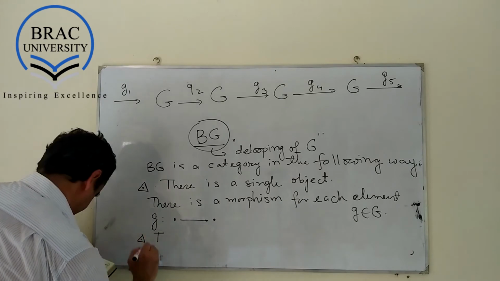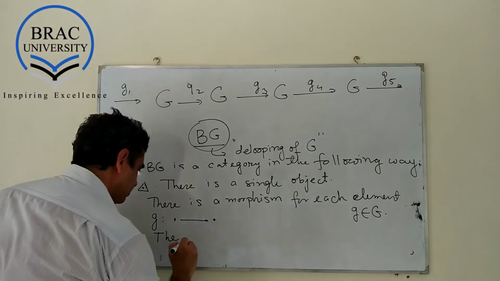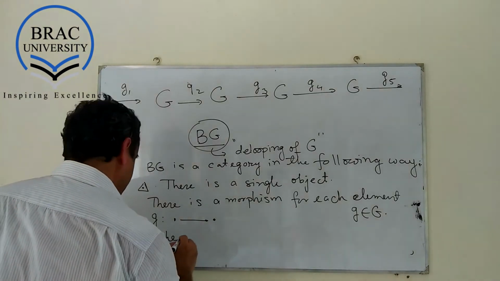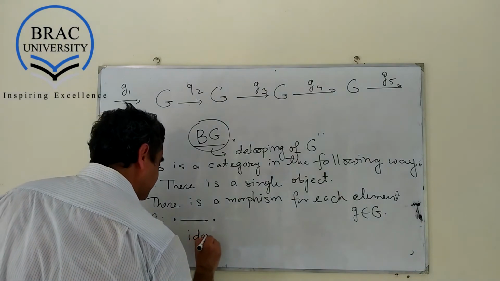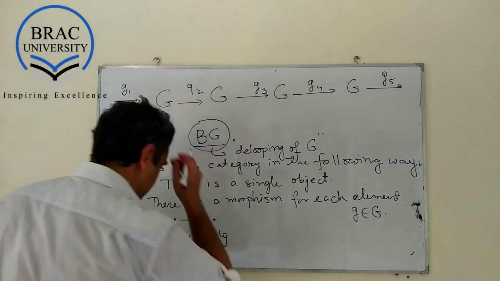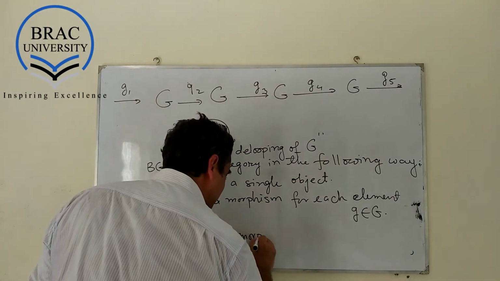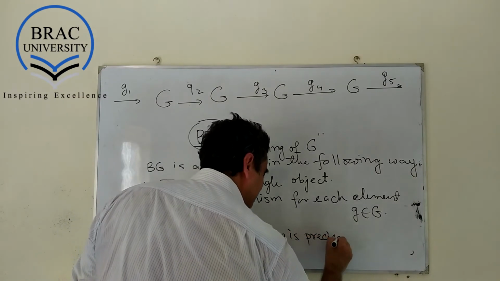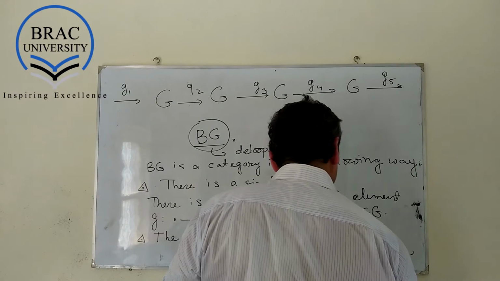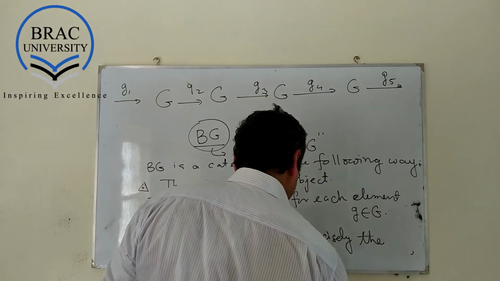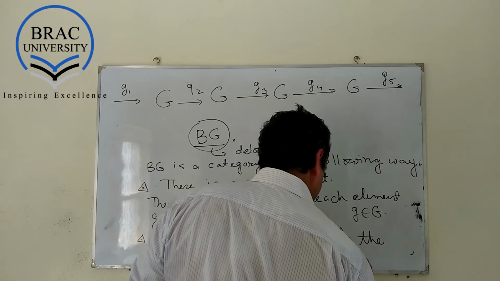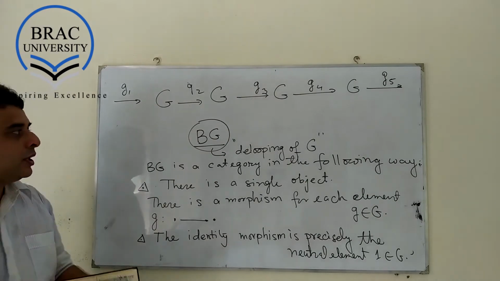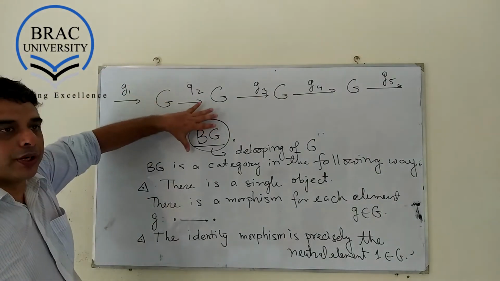Thirdly, the identity morphism is precisely the neutral element of the group. This is how BG is a category, the delooping of G.